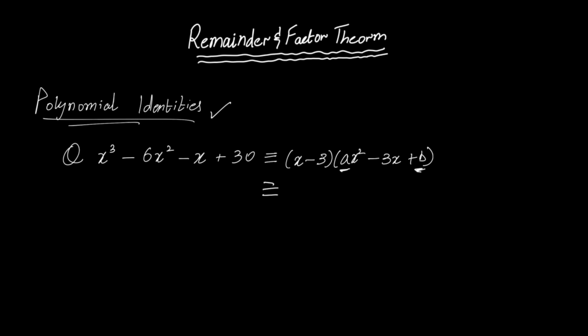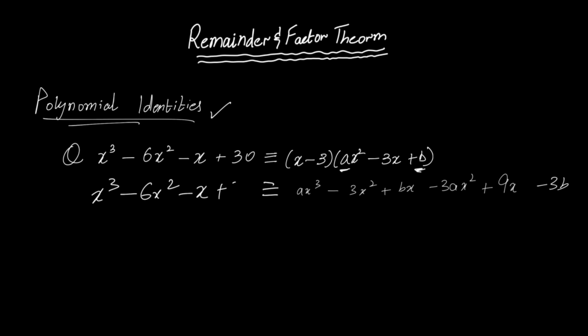So first of all we'll have to open this. This will give us ax cube minus 3x square plus bx minus 3ax square plus 9x and minus 3b. And this is equal to x cube minus 6x square minus x plus 30. So now we'll have to equate the coefficients.